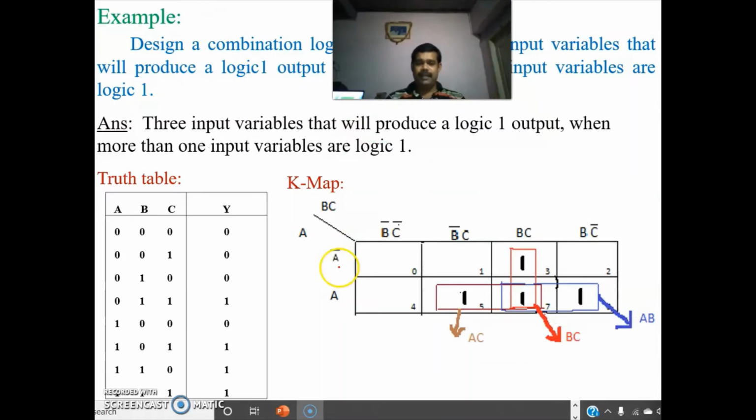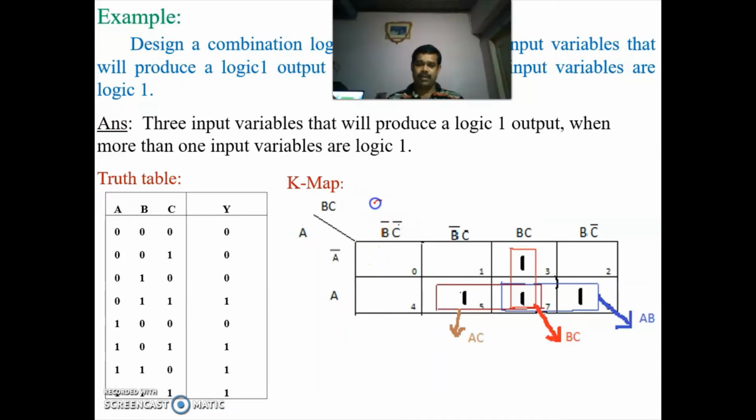So please listen. Three variables A, B, C. If you want, you can write this like this also. B bar, C bar, 0, 0, 0, 0. Since both the variables are 0, so bar. Then 0, 1. For 0, B bar. For 1, 1, 1, 0. Okay. So now we have plotted the ones.